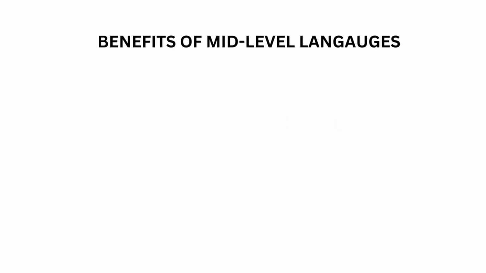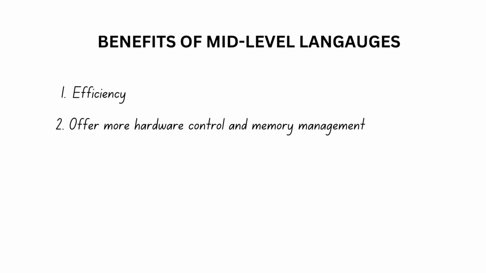The characteristics of mid-level languages include efficiency, as they can produce efficient machine code, similar to low-level languages. They offer more control over hardware and memory management compared to high-level languages, and they are more readable than low-level languages, making them accessible to more programmers.